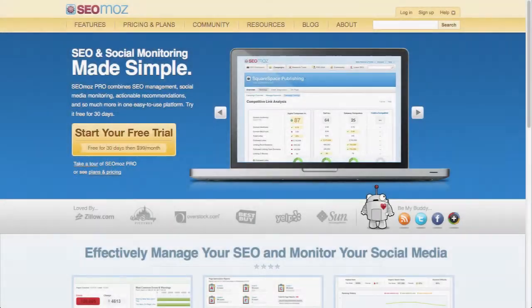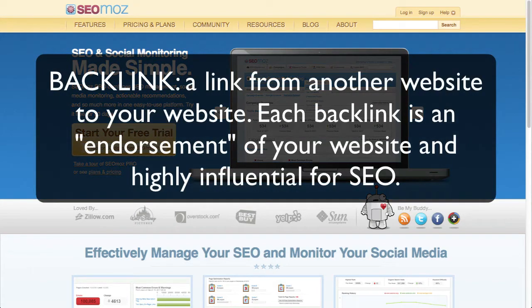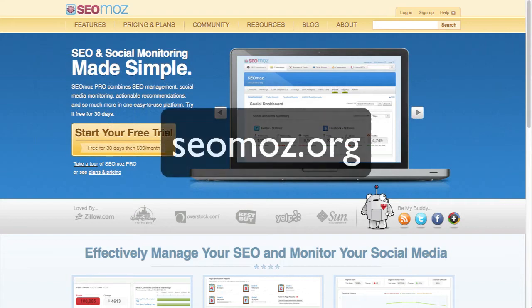Today we're talking about some third-party tools that you can use to monitor your search engine optimization. More specifically, the tools we're talking about today are actually backlink analysis tools. They are both free, and one of them has a paid component to it, which will give you a little more information.